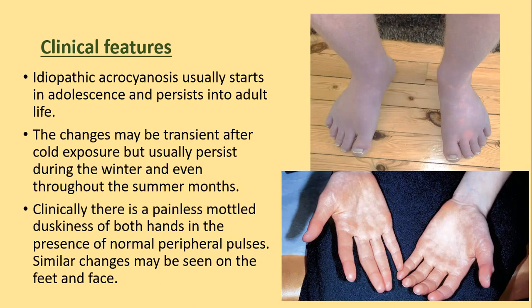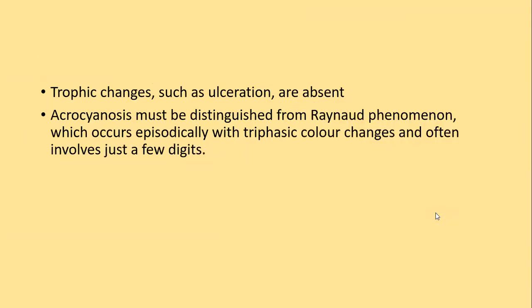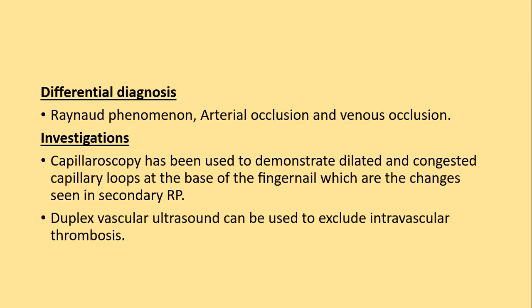Clinically, there is painless mottled duskiness of both hands in presence of normal peripheral pulses. Similar changes are seen in the feet and the face. Trophic changes such as ulceration are usually absent. This acrocyanosis must be distinguished from Raynaud's phenomenon, which occurs episodically with triphasic color changes and involves just a few digits. Differential diagnosis also includes Raynaud's phenomenon, arterial occlusion, and venous occlusion.